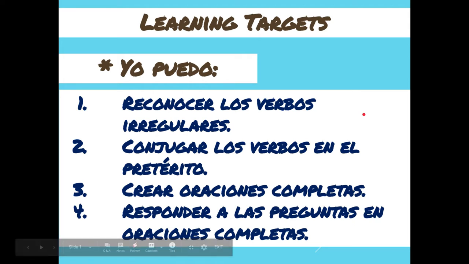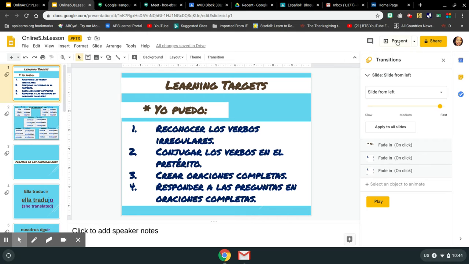Alrighty. So yo puedo, you guys know I can, right? I can recognize the verbs, the irregular verbs. I can conjugate the verbs in the preterit, and I can create sentences, not just sentences, but complete sentences. And then I can respond to the questions in complete sentences as well.